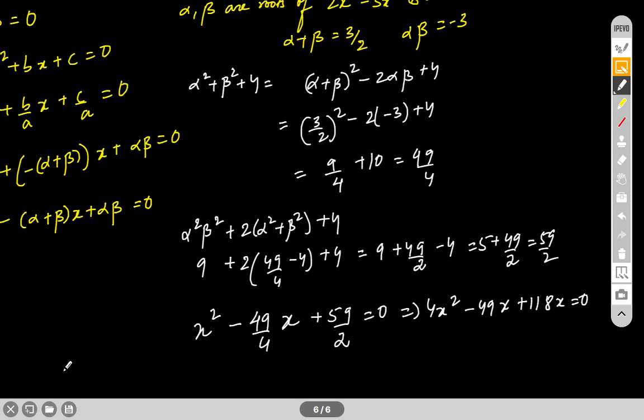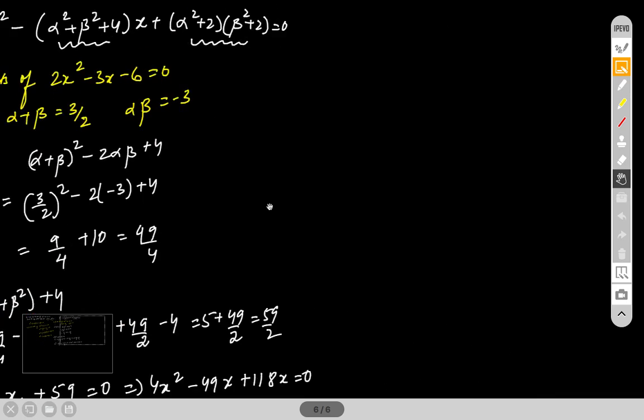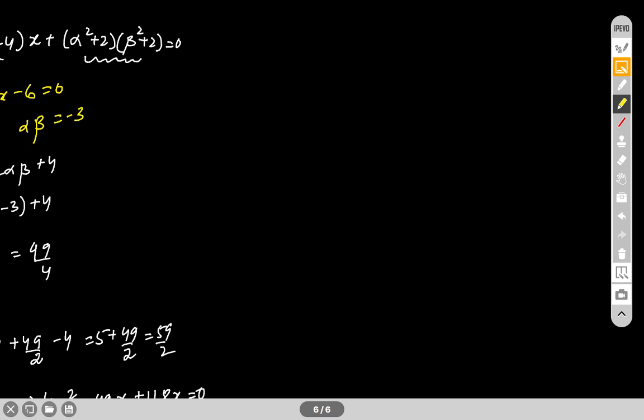There's another way to do this problem by the use of transformation of equations. So I'll discuss it over here. Transformation of equations.